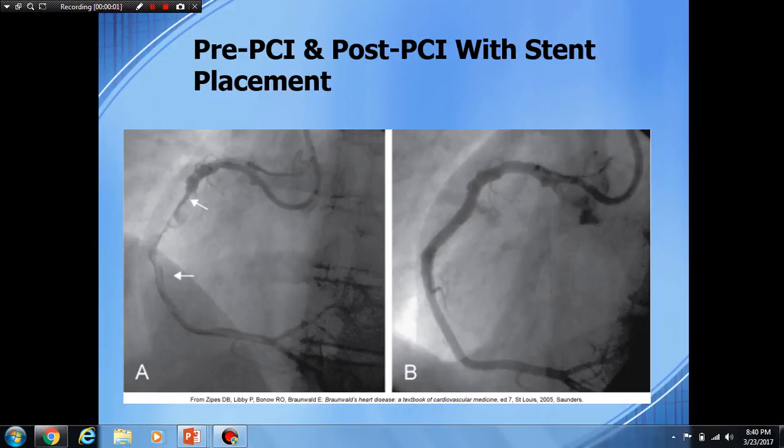This picture is an image of an angiogram. Picture A shows an occluded coronary artery, and picture B shows the same artery now open after percutaneous intervention or angioplasty with stent placement.